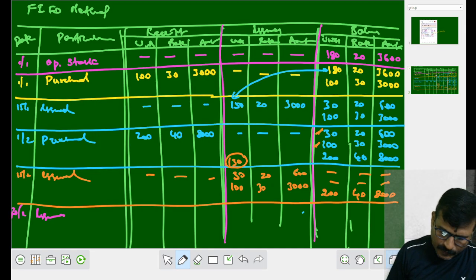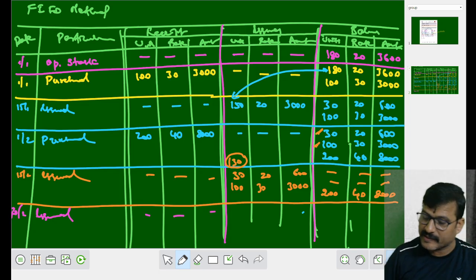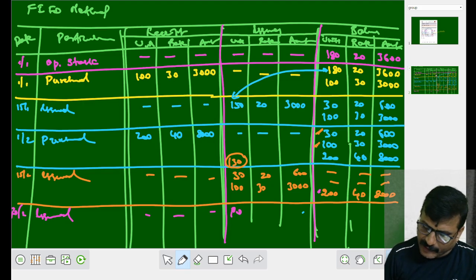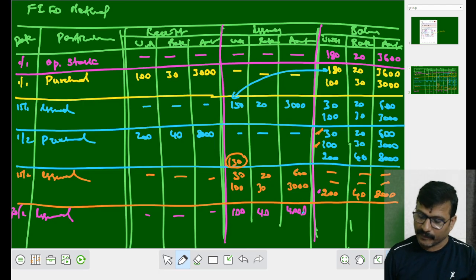What you issued: 100 units. How many bags are there? Only one bag, 200. From that, how much to give? 100 at the rate of 40, 4000.